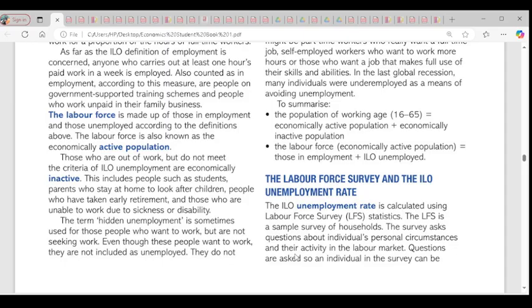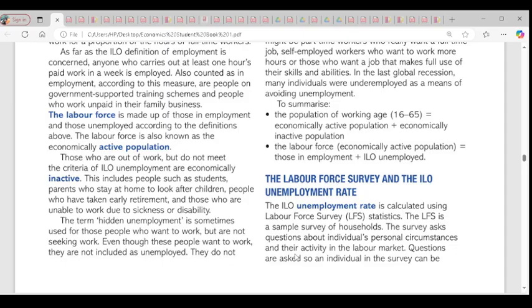Then in summary, we have the population of the working age, between 16 and 65. This comprises those that are economically active and those that are economically inactive. We call them the working population. Then we have the labor force: those are the employed plus the ILO unemployed. Do you get what the labor force is here? The labor force can be seen as the economically active. Because there are some people that are not willing to work, that is voluntary unemployment. Do you understand?